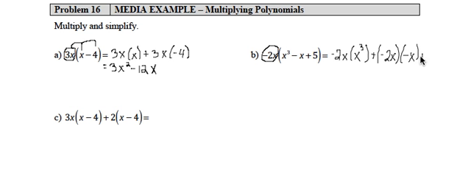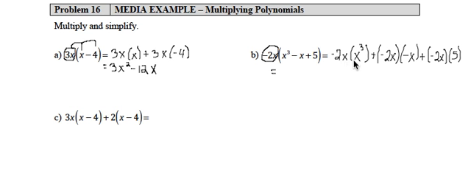plus negative 2x times a positive 5. And then I'm going to simplify each one, and I find that the signs work themselves out a little bit better if I split them up this way.